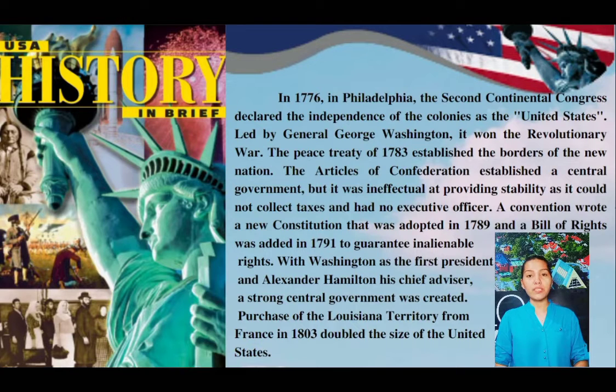A convention wrote a new constitution that was adopted in 1789, and a Bill of Rights was added in 1791 to guarantee inalienable rights. With Washington as the first president and Alexander Hamilton his chief advisor, a strong central government was created. Purchase of the Louisiana Territory from France in 1803 doubled the size of the United States.